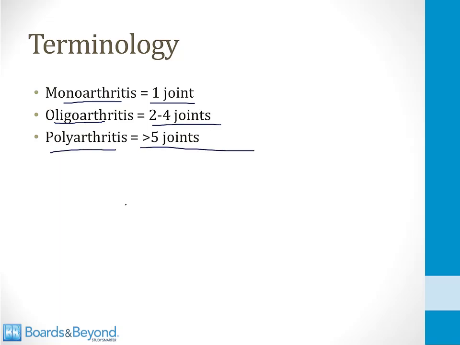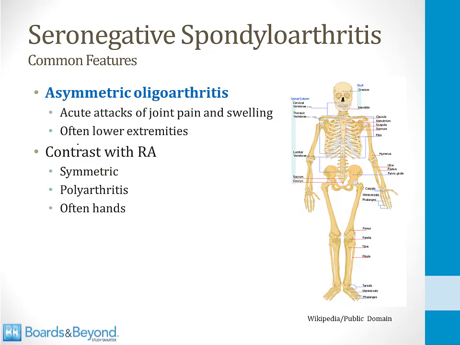or more joints. Each of the seronegative spondyloarthritis disorders is a little bit different from the others, but there are some common features that are found in many of these disorders, and if you know what they are, it makes it easier to recognize these conditions in a board question. So the first feature that's common to many of the spondyloarthritis conditions we're going to talk about is asymmetric oligoarthritis. Patients with these disorders often have acute attacks of joint pain and swelling that often involve the lower extremities. They are asymmetric, meaning they only occur on one side of the body, and they are an oligoarthritis, meaning they involve 2 to 4 joints.